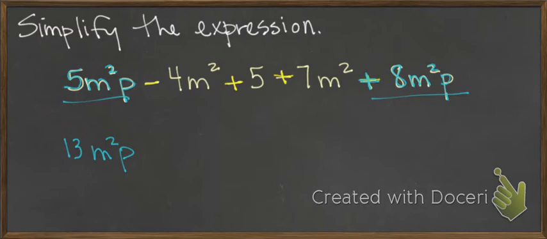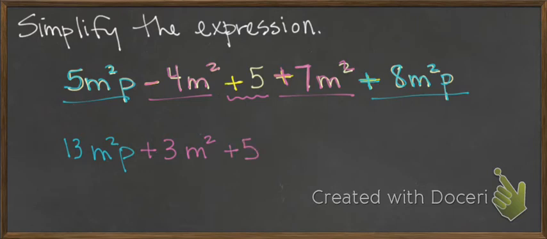Are there any other like terms? Notice here we have an m squared, and this is an m squared as well. So we have 2 other like terms that we can combine. So how many m squares do we have? Well, we had -4 m squares, and then we added 7 m squares. So -4 plus 7 is positive 3 m squares. And then here we just have a constant, no other numbers that don't have any variables or exponents. So I'm just going to leave that as plus 5.